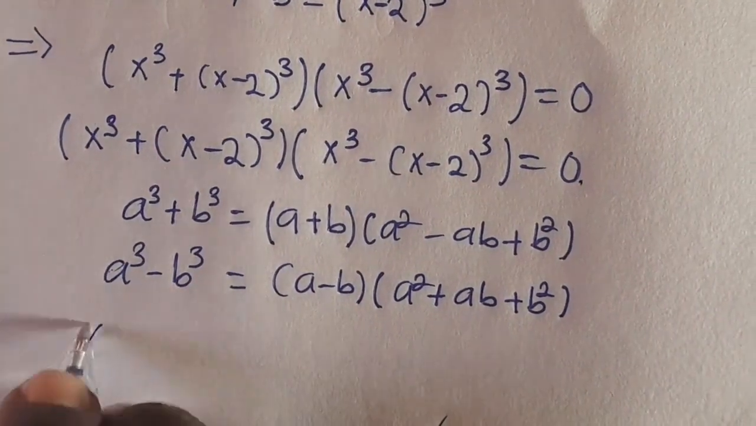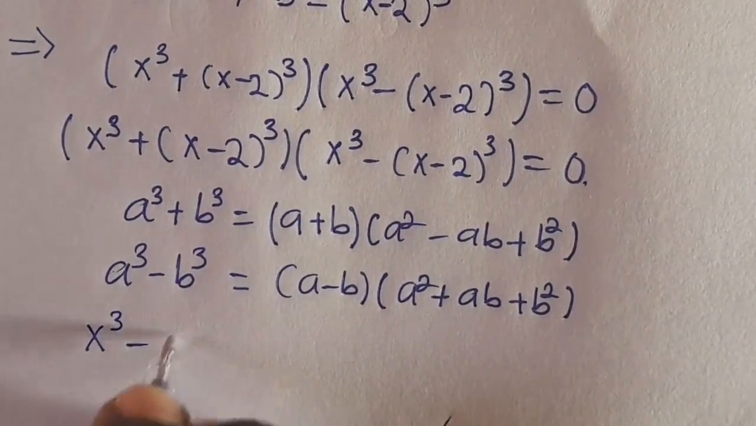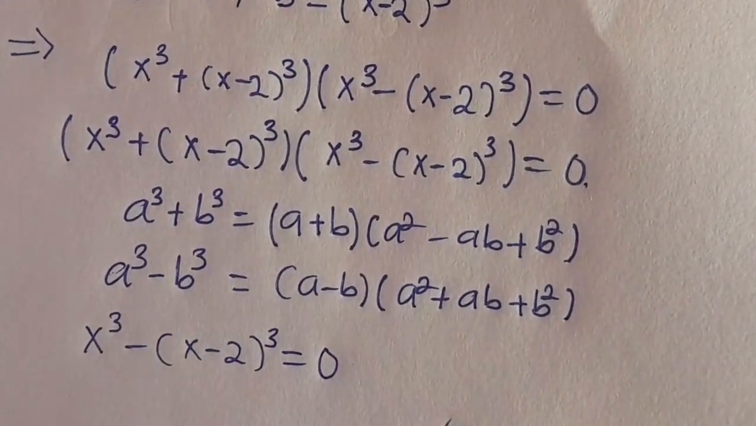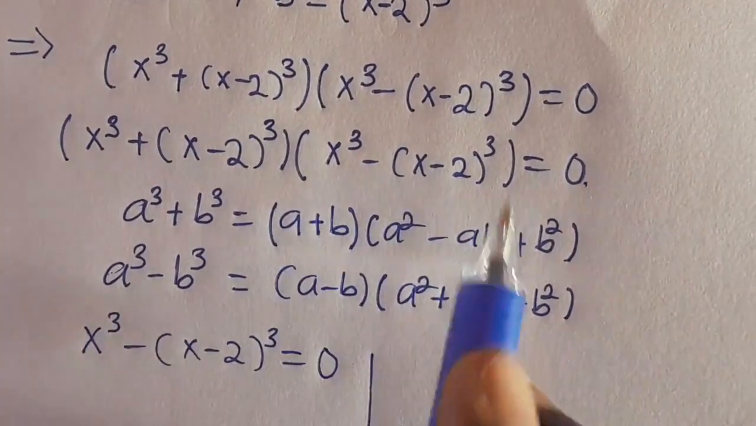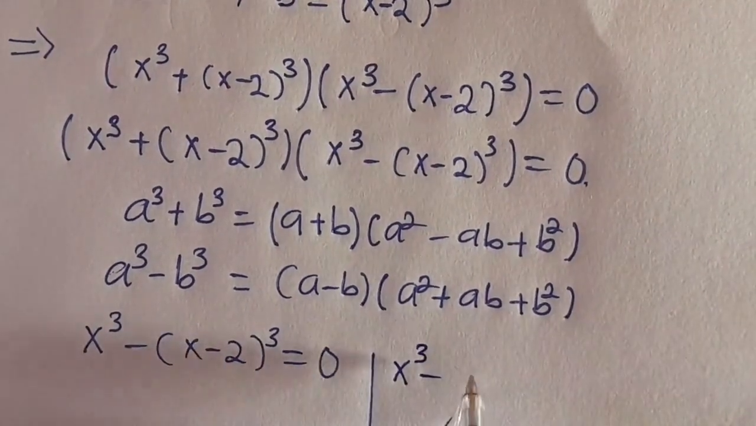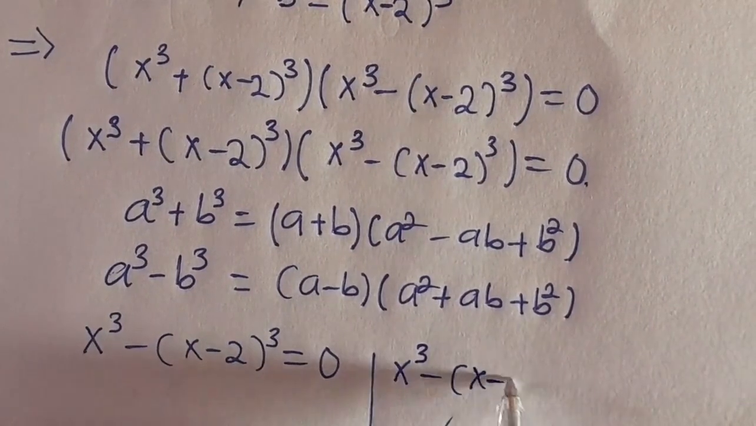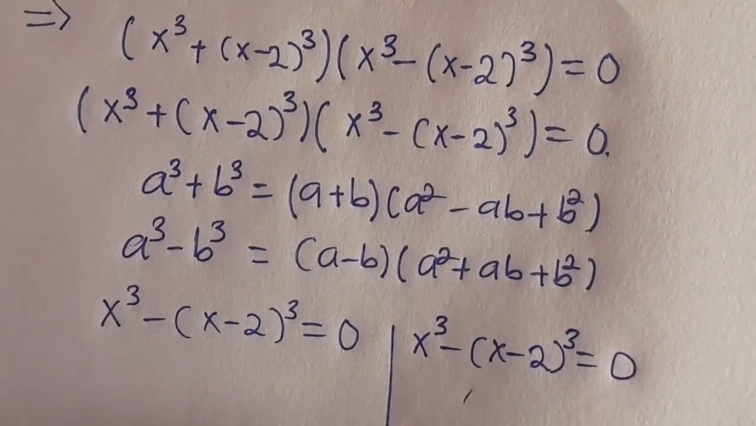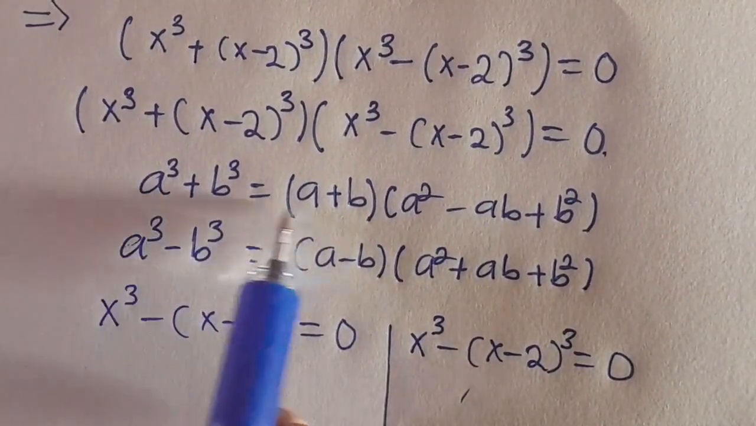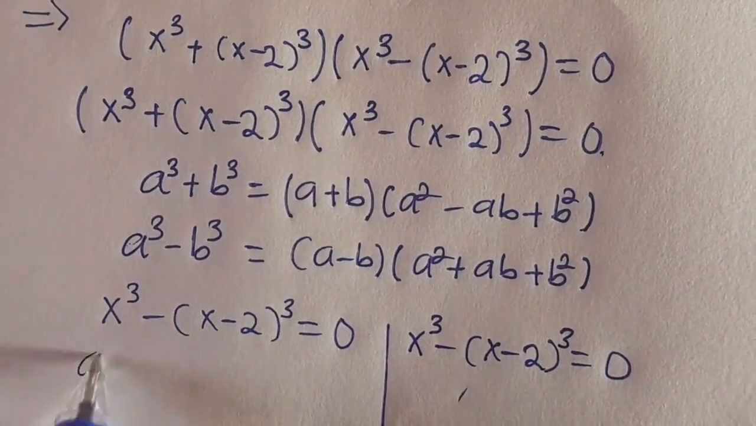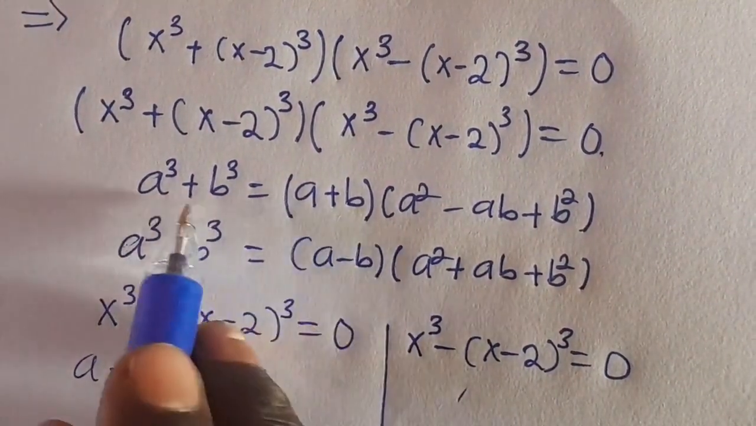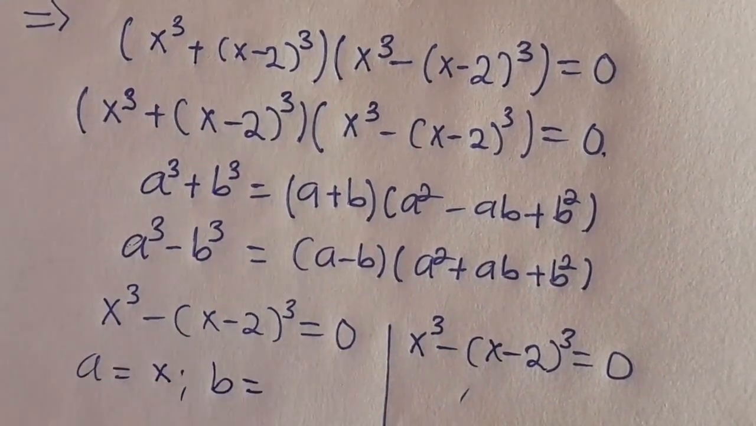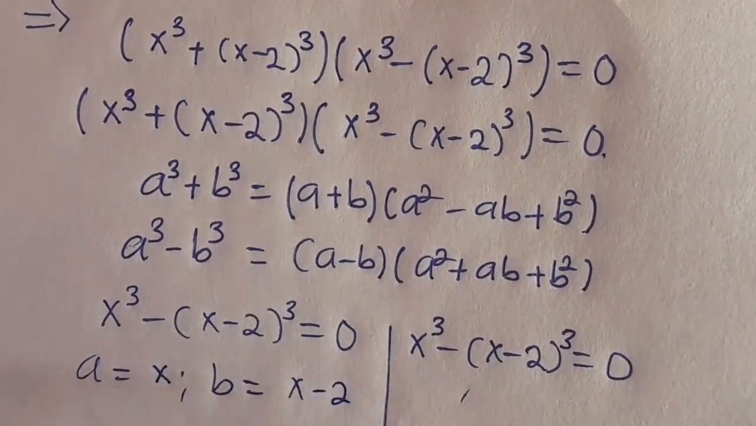But from here, for this expression to equal 0, I mean the right hand side, we can have either x cube minus (x minus 2) raised to the power 3 equals 0, or the whole of this, x cube plus (x minus 2) raised to the power 3 equals 0. So if you want to solve for this first one, let us apply this expression. From here we have our a equals x, then our b equals x minus 2.